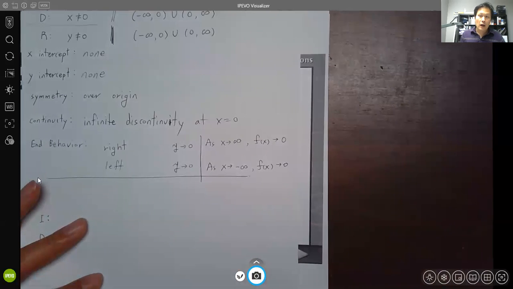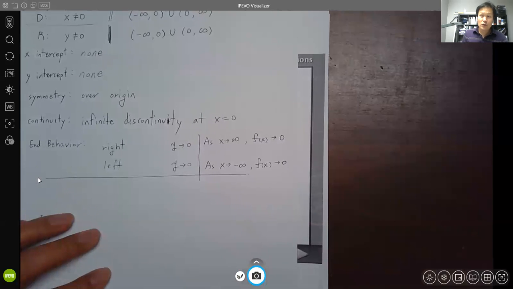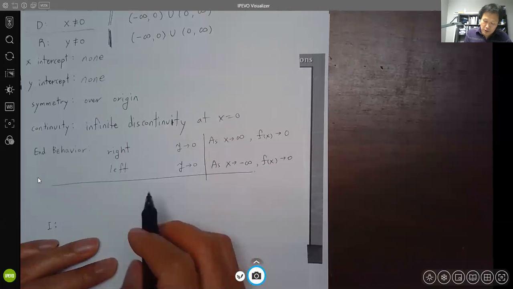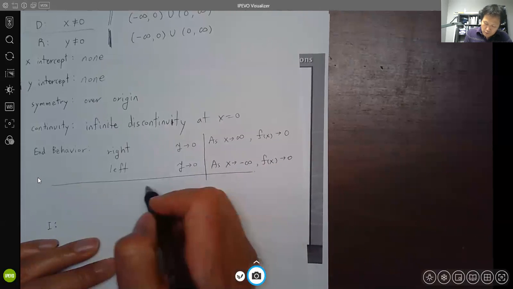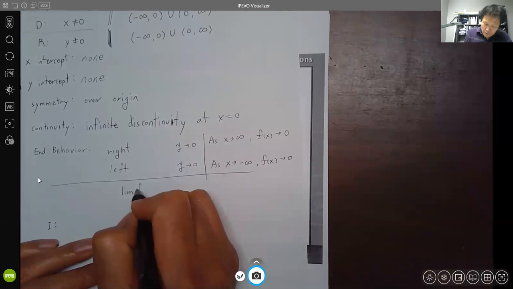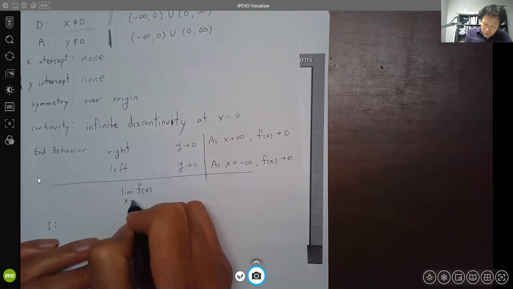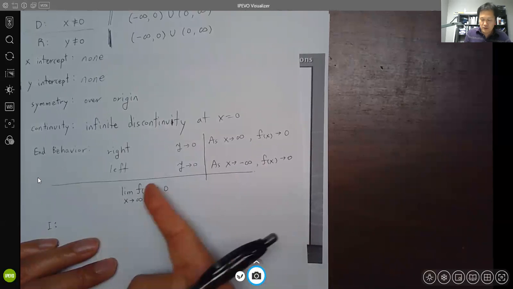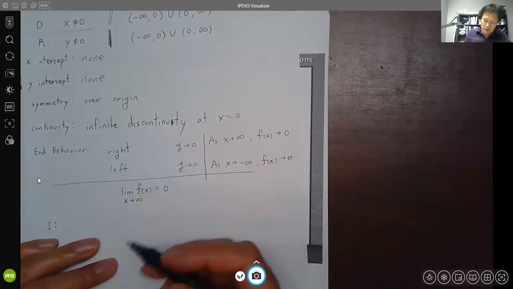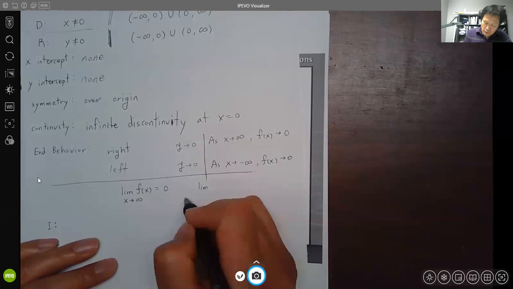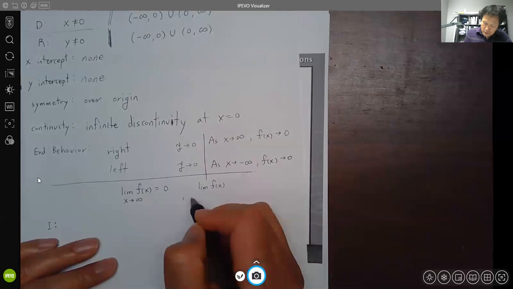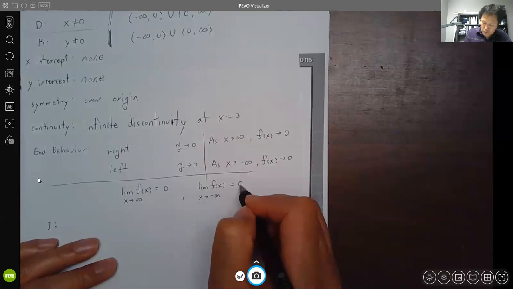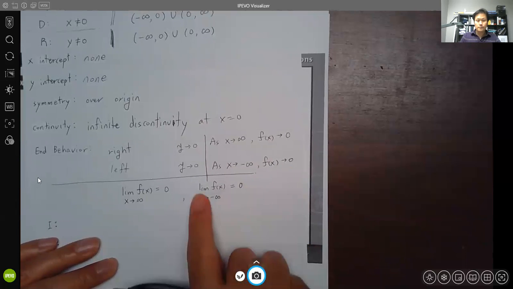Okay, in pre-calculus, I need you to be able to do this using limit notation, which is the limit of f of x as x approaches infinity is equal to 0. That's this statement. The limit of f of x as x approaches minus infinity is 0. That's this part.